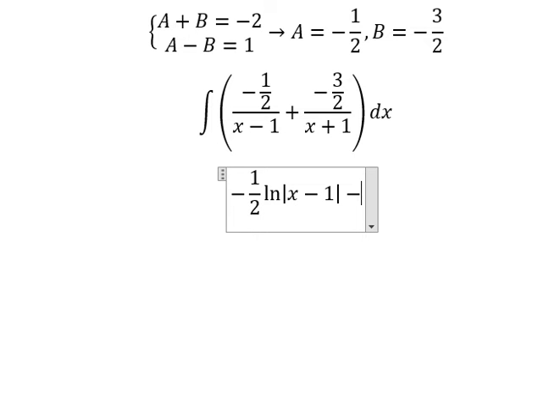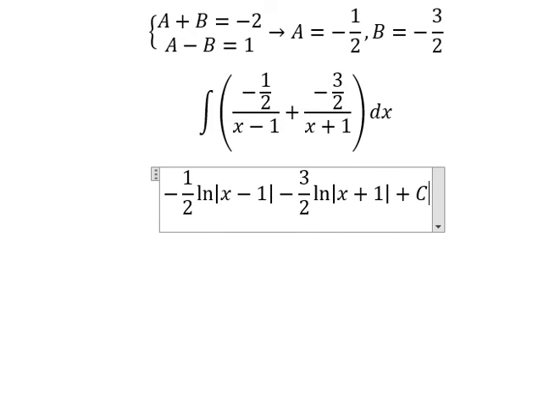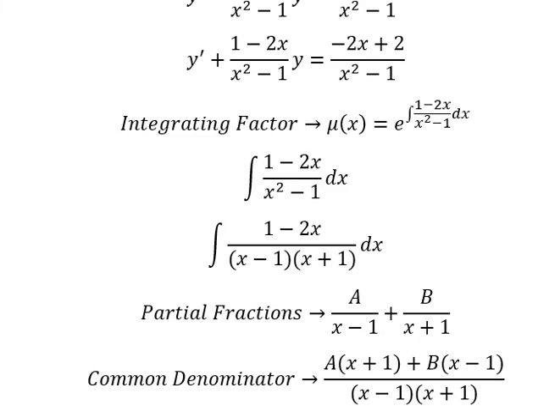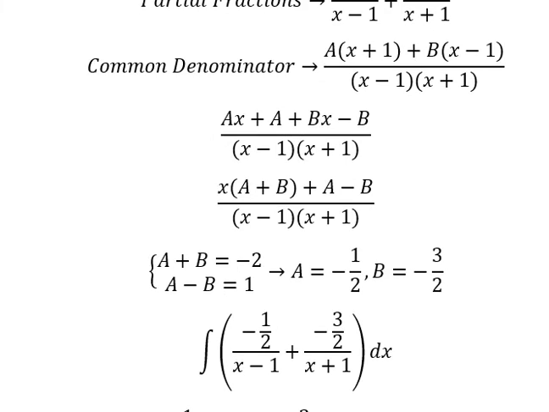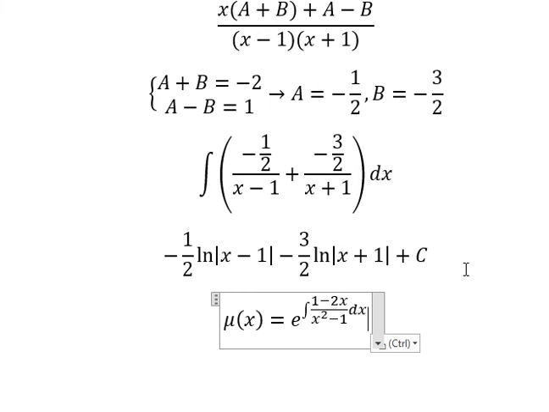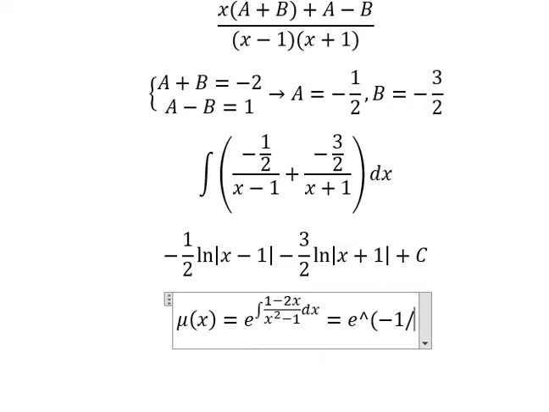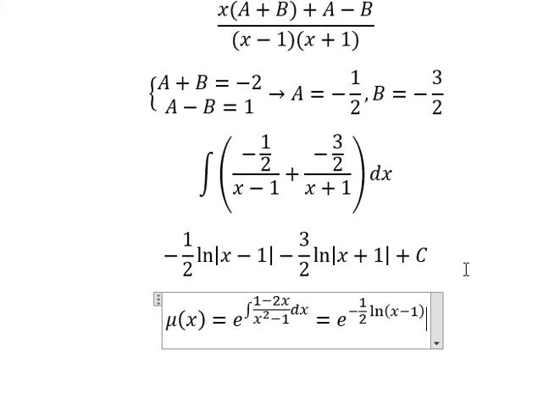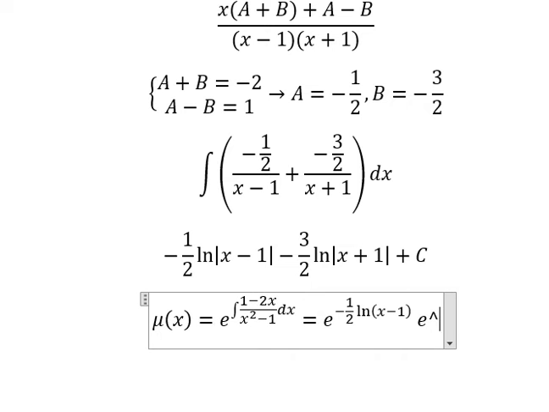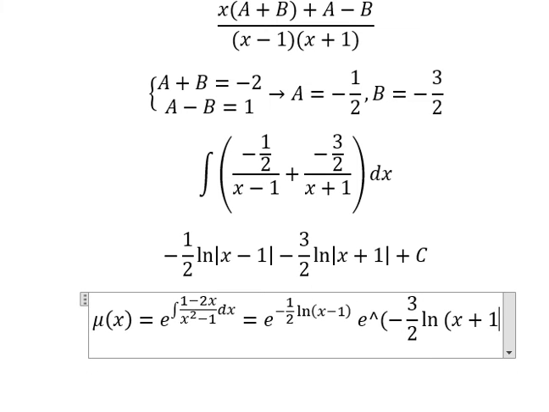And the second one, that's negative number 3 over 2 ln of the absolute value of s plus 1. And we put c. Now we go back in here. So this one we have e to the power of negative 1 over 2 ln of s minus 1. And we have e to the power of negative number 3 over 2 ln of s plus 1.